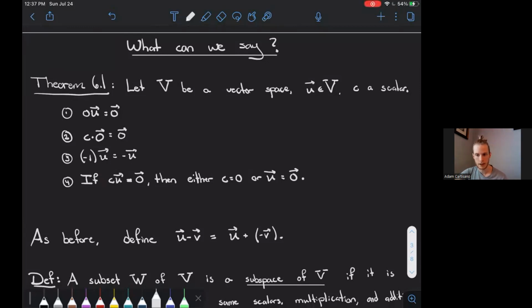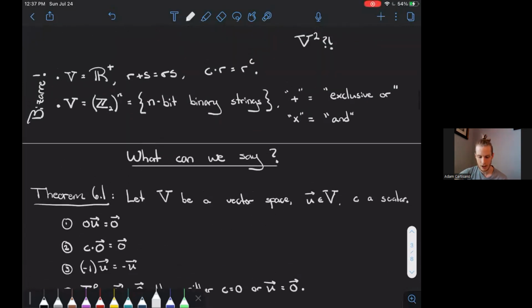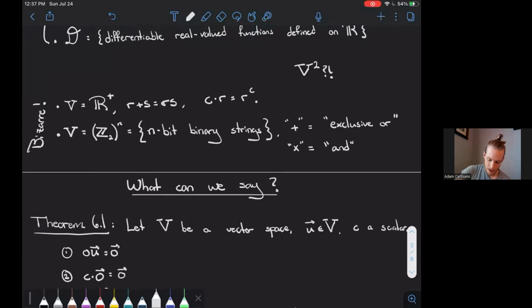Some things that weren't on that list but that are consequences: the scalar 0 times U is going to give you the 0 vector. That's true even in this gnarly vector space. 0 times r: okay, 0 times 3, because 3 is a positive real number, right? And 0 is a scalar. That's 3 to the 0, which is equal to 1, which we said was our additive identity.